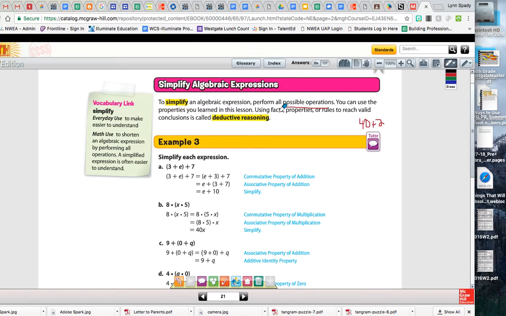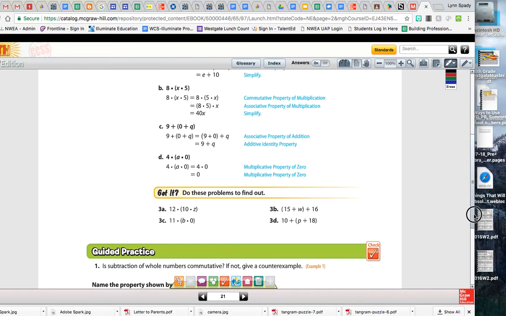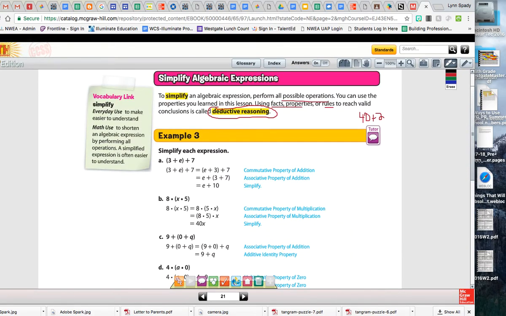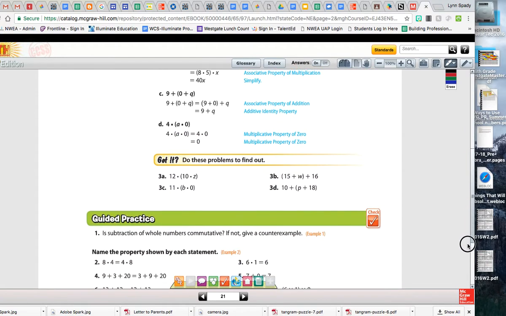Okay, and then using facts and properties and rules is a fancy word called deductive reasoning. And deductive reasoning just means that we're going to use the information we have to get down to the final answer. A lot of professions use deductive reasoning. So lawyers use the facts and the rules to come down to their stance on an issue. And even doctors use deductive reasoning to assess patients when they come in. So it's not just a math thing, it's used quite a bit in all areas.